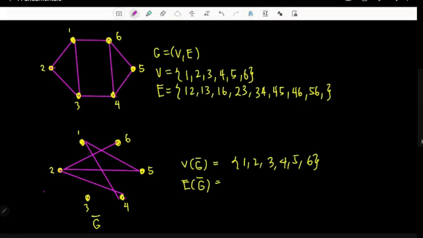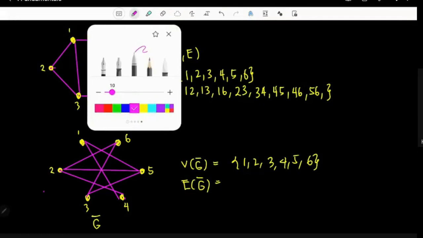Tapos na ba? Okay na? Meron pang hindi ako na-drawing. 3. Okay na po. How about on 3? 3, 2, 3, 1, 3, 4 are in G. So, 3, 6 lang and 3, 5. How about in 4? Meron pa ba akong hindi na-drawing sa 4? 4 should be 4, 2, and 4, 1, right? Okay. So, that's it. So, those are the edges in G bar or G complement.